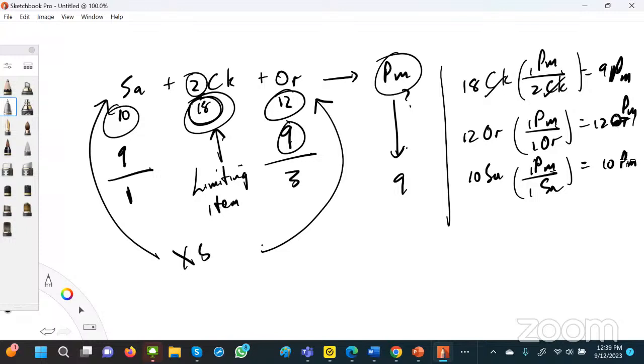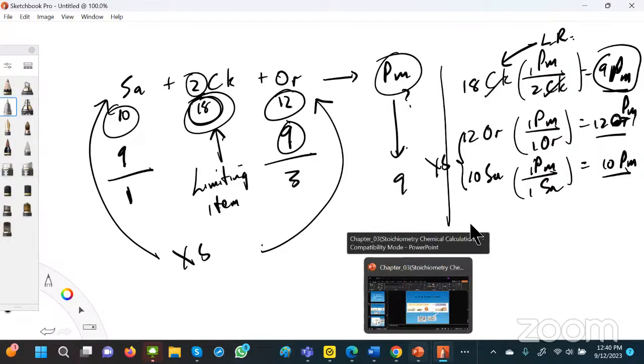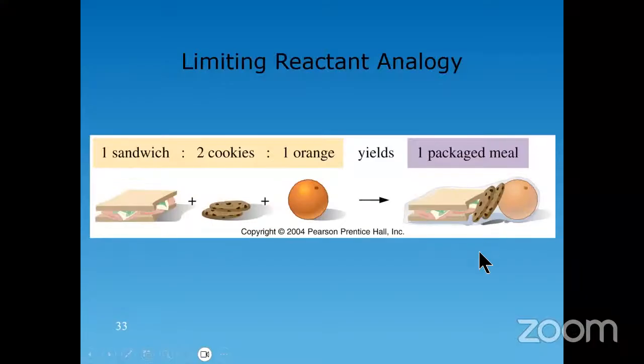All right, this is another way of determining which reactant or which item is limiting. By virtue of the fact that you did the calculation to figure out how many packaged meals can be produced, the one that gives you the lowest amount on paper would be the limiting reactant. So based on this calculation, we can say that the cookies would be the limiting reactant, while these items will be in excess, all right? Okay, so that's a non-chemistry demonstration of the whole concept of limiting reactant.